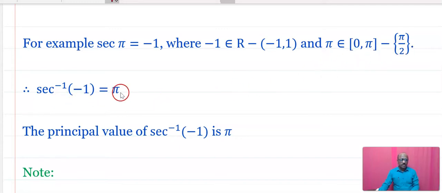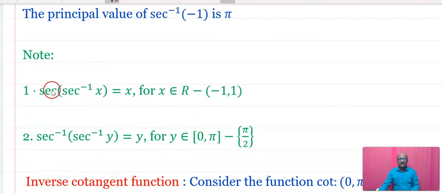Therefore, sec inverse of minus 1 is pi. Therefore, the principal value of sec inverse of minus 1 is pi. Again note that sec of sec inverse of x is x for x belongs to R minus the open interval minus 1 to plus 1, and sec inverse of sec of y is equal to y for y belongs to 0 to pi minus pi by 2.